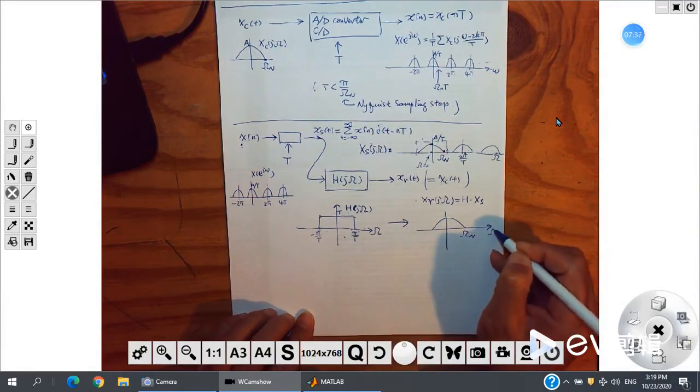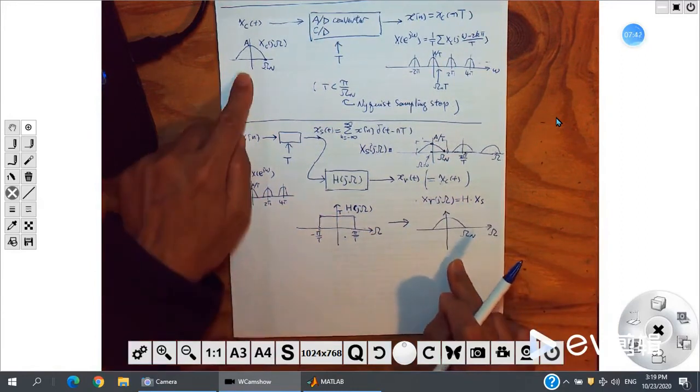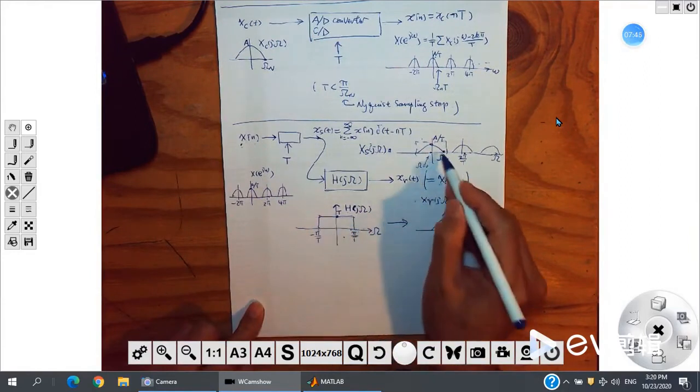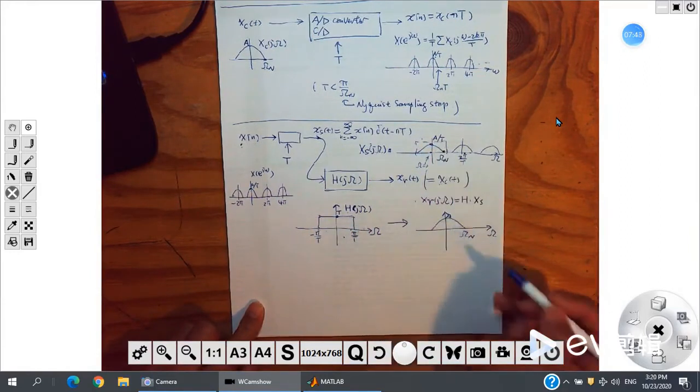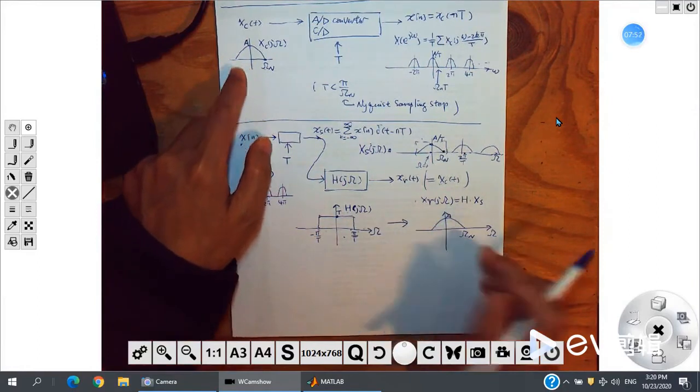Here's omega. So we get this one. This is the same as this one, and here's a, right? Because this value here is T, T times this a over T, I get a. Peak value is a. So this one, they are totally the same. Totally the same. All right.